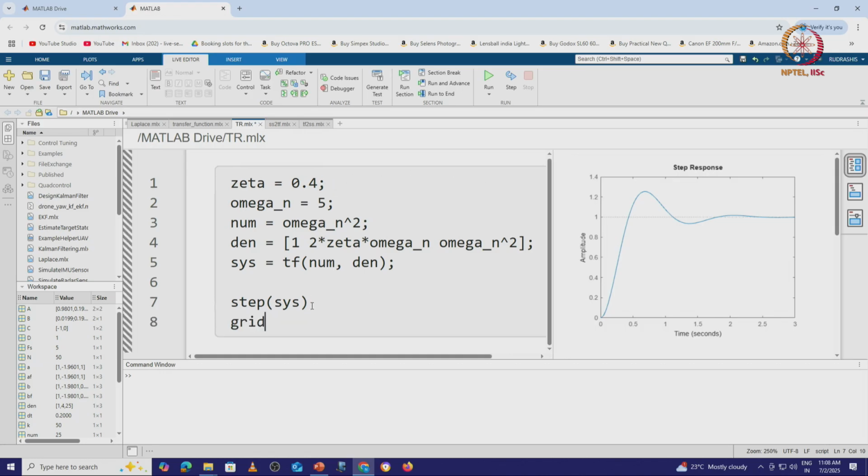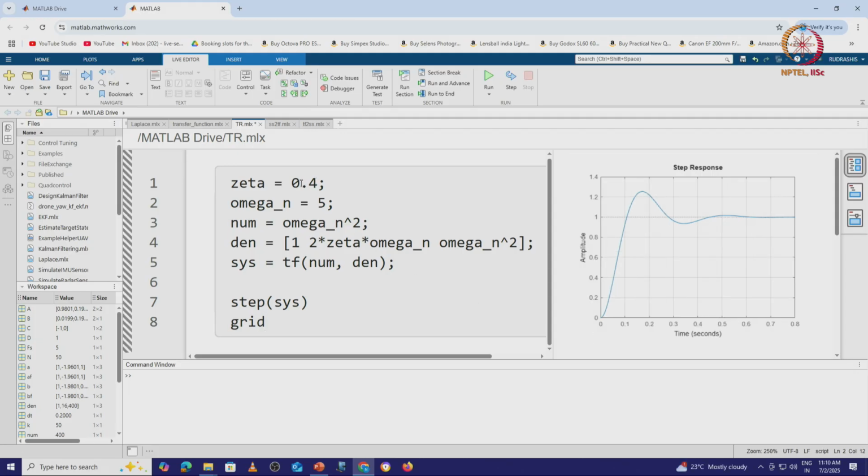It will be better if we add a grid in the plot, so that we can see more or less how much peak overshoot is coming. We can see that it is a little bit higher than 1.2. So we can say that the overshoot is higher than 20% because the steady state value is 1. So this is the step response. It looks like a decaying oscillation.